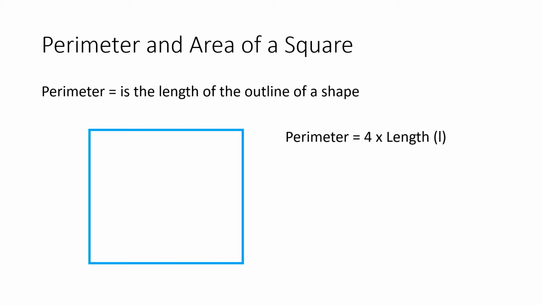Hello everyone, in this video I'll show you how you can easily calculate or find the perimeter and the area of a square. We'll start off with the perimeter. Perimeter is the length of the outline of a shape.